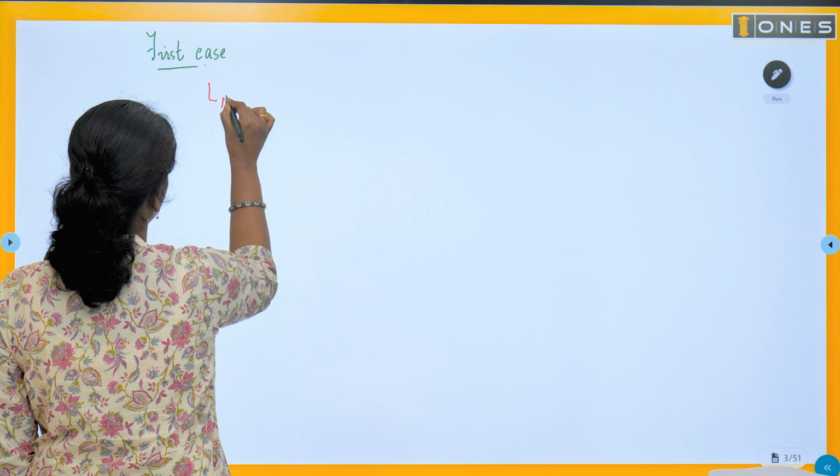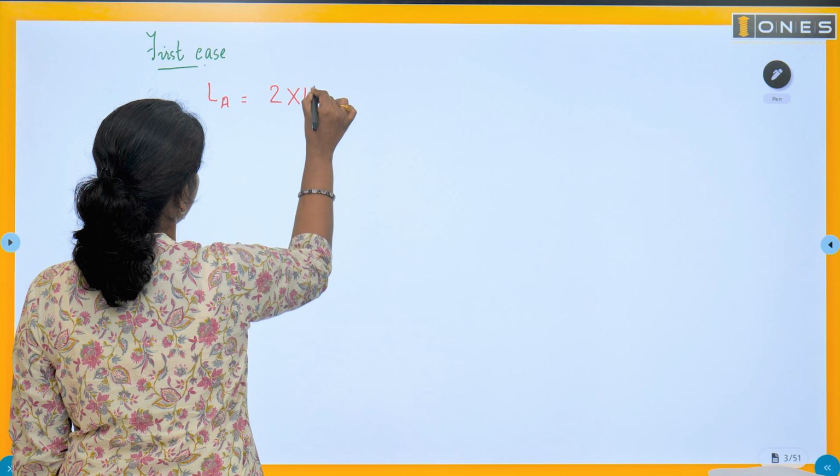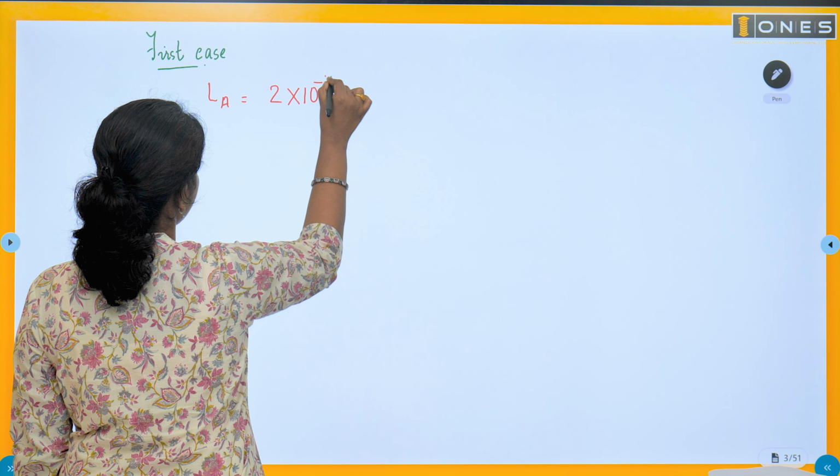LA is 2 into 10 to the power minus 7 ln distance between the conductors. In the question it is given as 1 meter. So I'll convert this into centimeter. Let this be 100 centimeter, 1 meter is 100 centimeter. And the radius is given in the question as 10 mm. 10 mm is 1 centimeter, right?